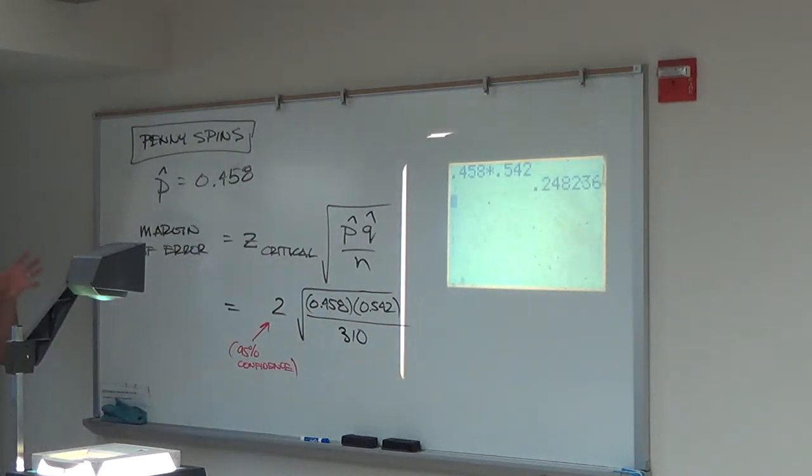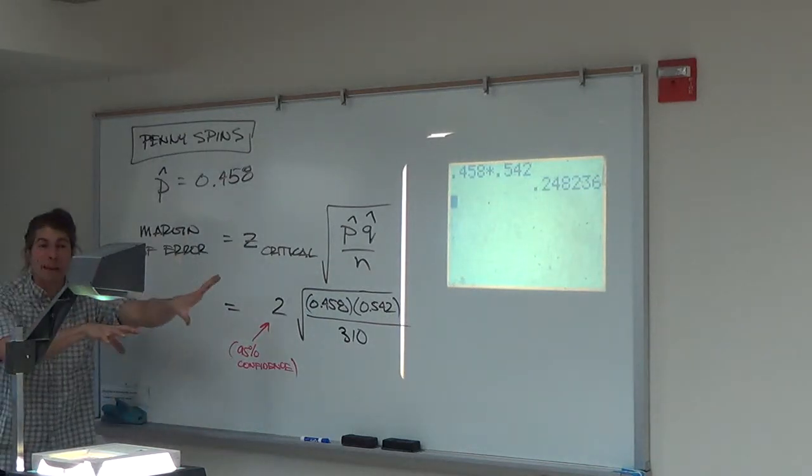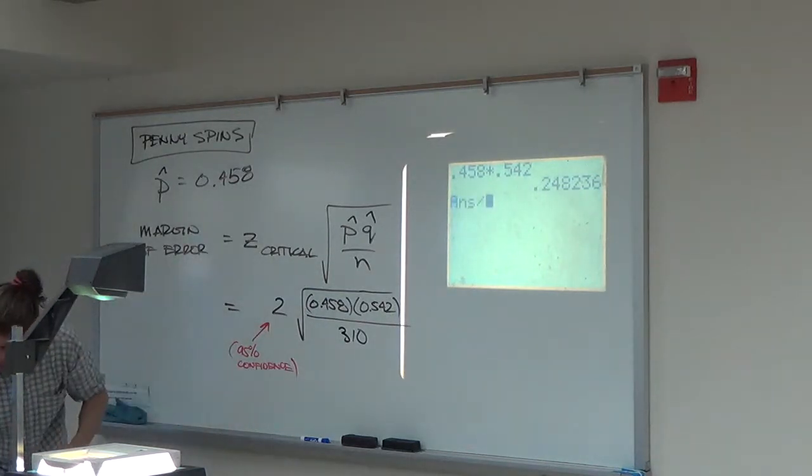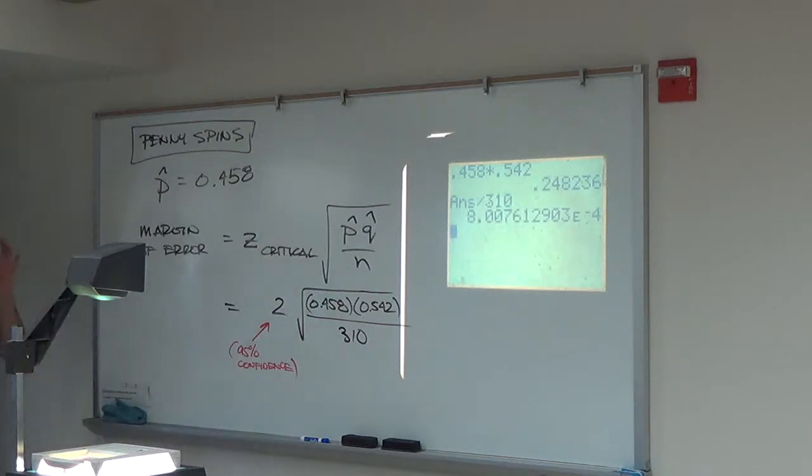That's the top. It's probably parentheses, that's why I'm doing it piece by piece. I'm going to divide that by 310. Okay, so now that is what's underneath the radical. We good so far? We're going to take the square root of that.